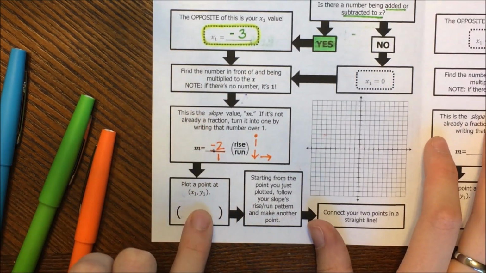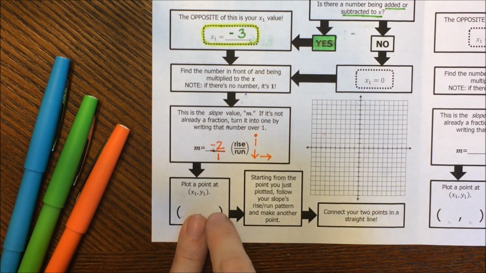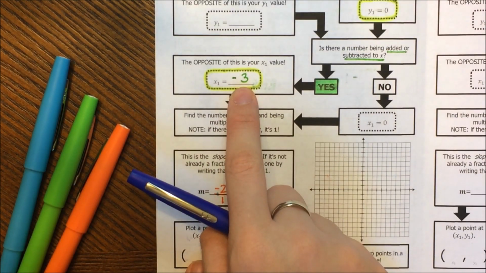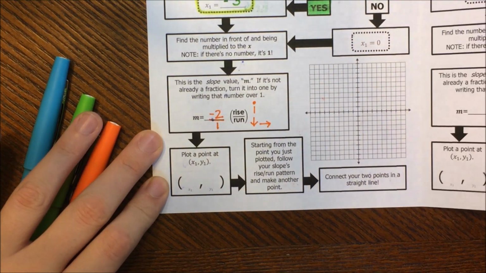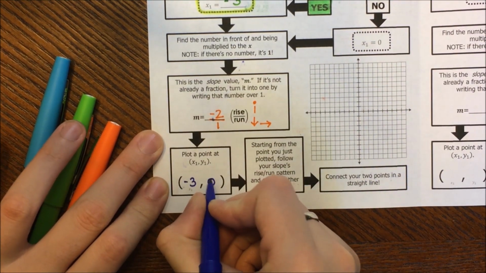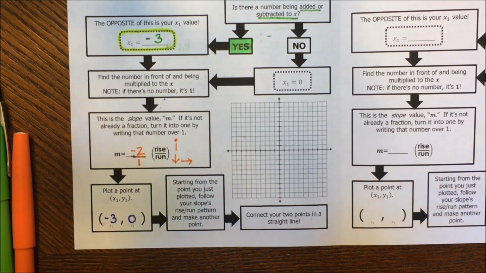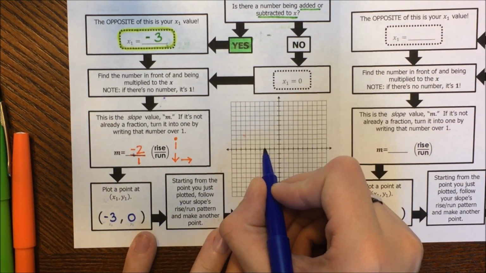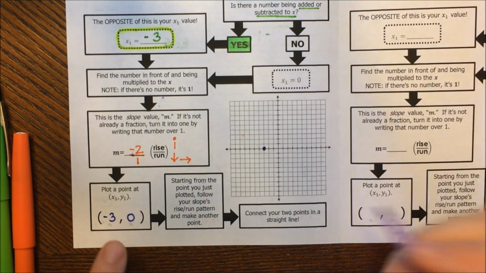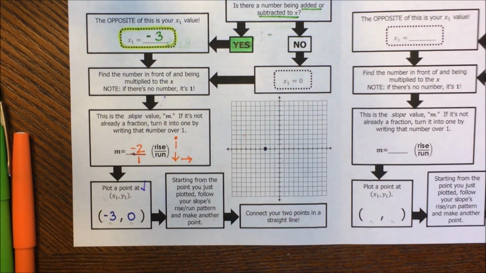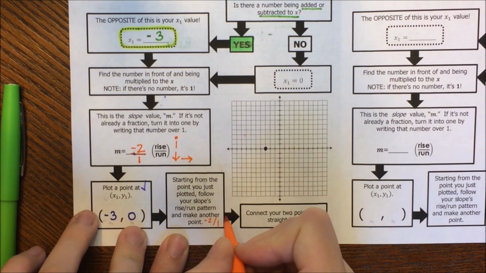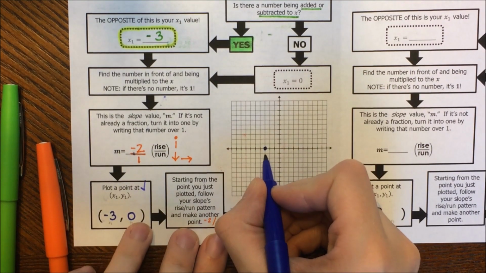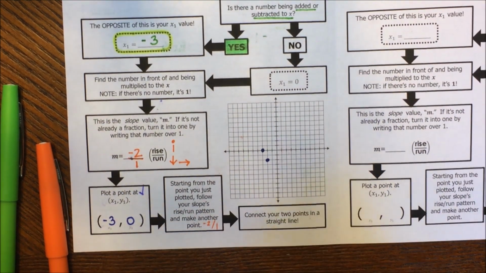All right, next step, plot a point at x1 comma y1. So x1 was negative 3, and y1 was 0. So going back over here at the bottom, we're going to have negative 3 comma 0. So I got to remember to plot it. So 3 back, nothing up. So I plotted it, and I can give myself a check mark so we remember that we did it. And then starting from that point, we're going to follow our negative 2 over 1 rise over run pattern. 1, 2 over 1 to get another point.